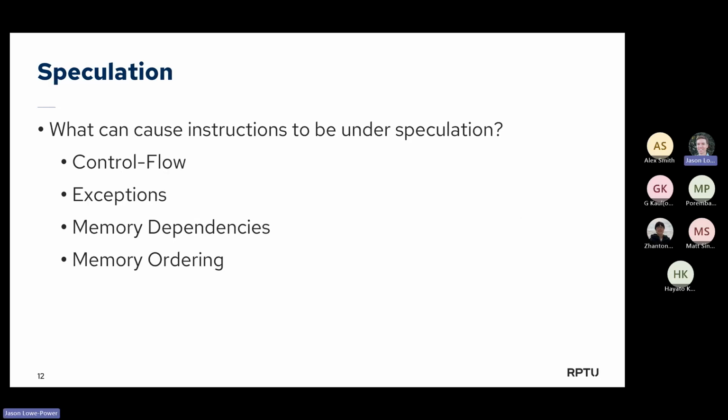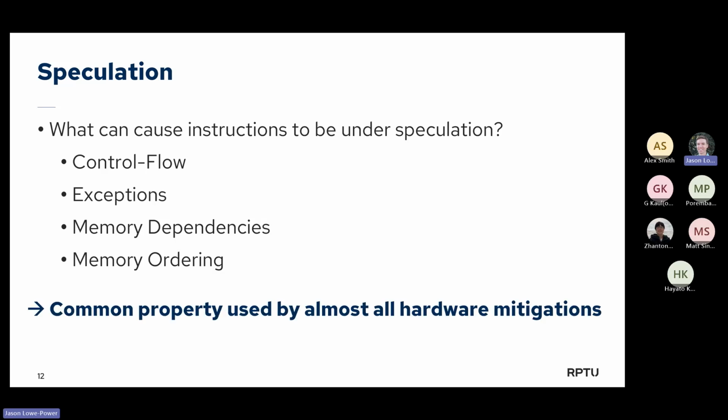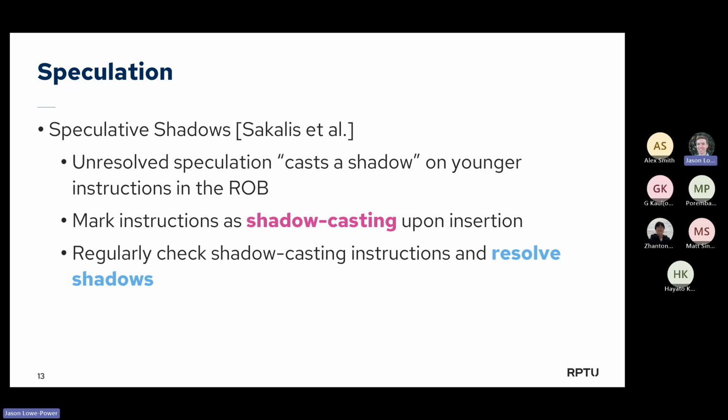And speculation can have different forms. There's control flow speculation. Also, there can be older instructions that may still cause an exception, memory dependencies, and memory ordering. This is a common property used by almost all hardware mitigations. And there's the concept of speculative shadows, which means that unresolved speculation casts a shadow on younger instructions in the ROB. In SecureView, we want to mark these instructions as shadow casting and then regularly check if they resolve.